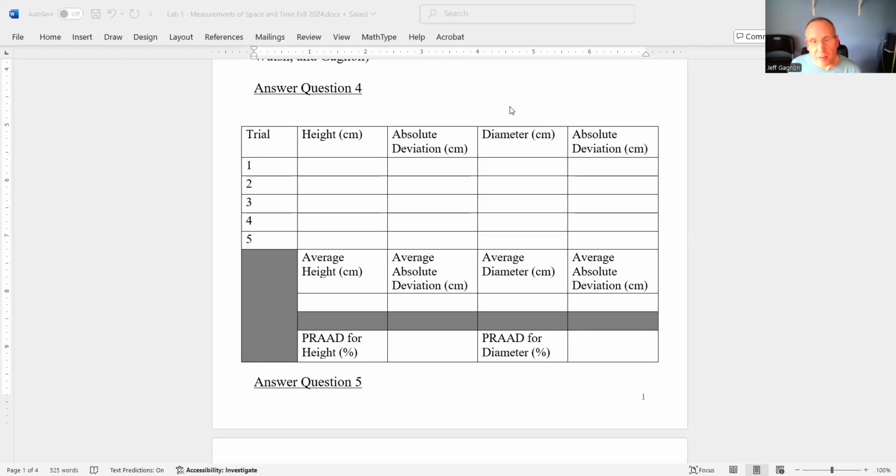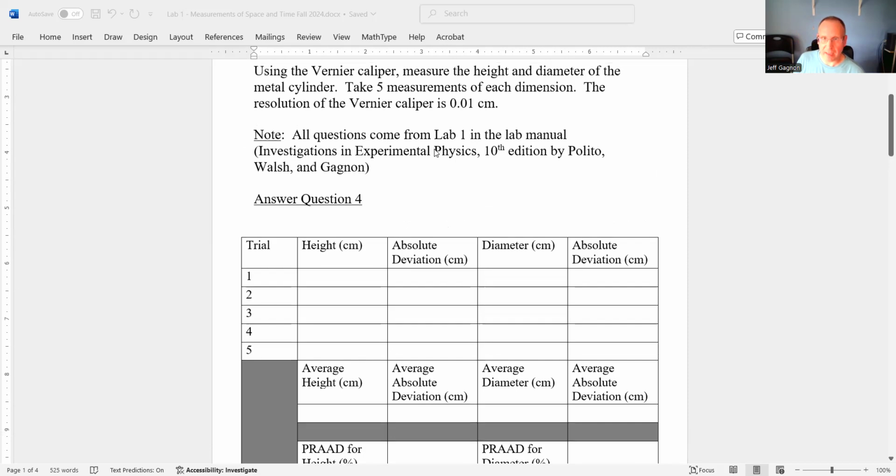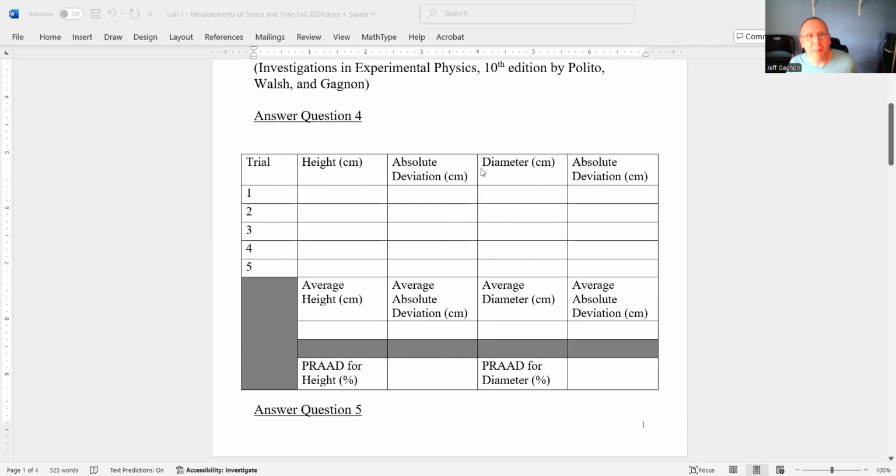Okay, so the first question that you're going to be responsible for from the lab manual is question 4. If you look at this lab, this is lab 1 in the lab manual from Polito, Walsh, and Gagnon, the 10th edition. It's just going to ask you to explain in words how you use the vernier caliper to measure the diameter and the height of the small aluminum cylinder. So you're just describing in words how you did that measurement.